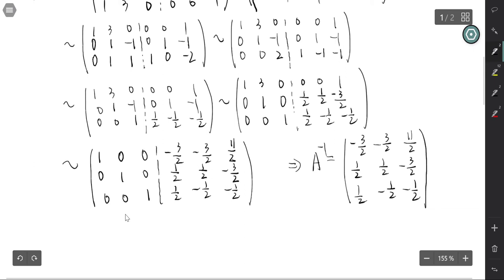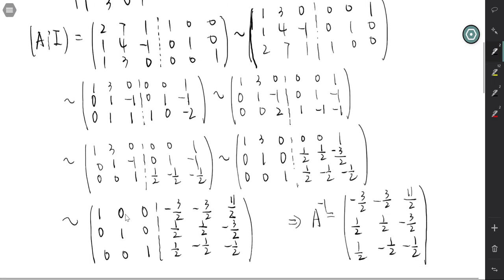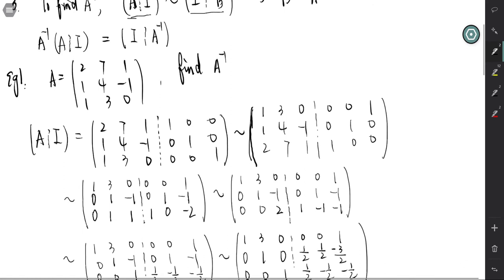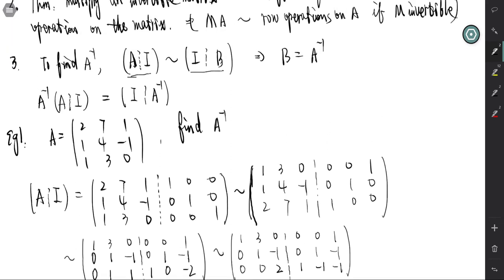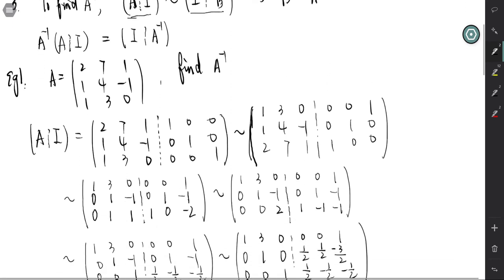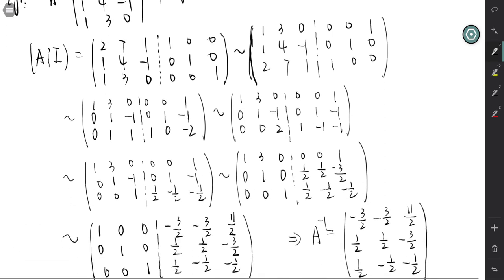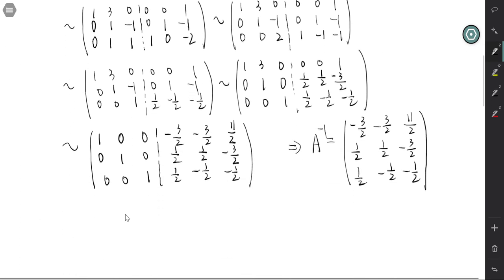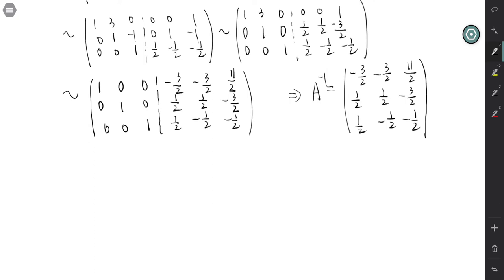That's the solution. Use the row operation or row reduction to reduce A to be identity, and then the identity is changed to the inverse of A. That's how to find the inverse matrix.